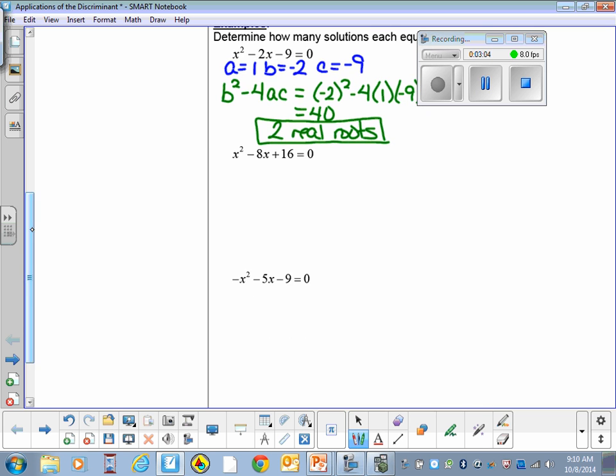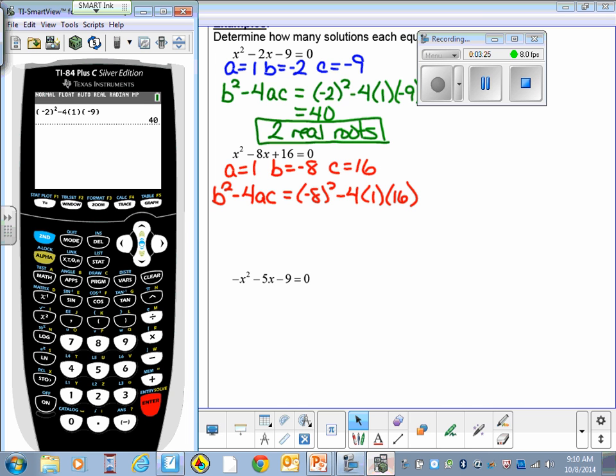Our value for A is 1. For B, it's negative 8. And for C, it's 16. So our formula is b squared minus 4ac. It's going to be negative 8 squared minus 4 times 1 times 16. Go to that graphing calculator. Negative 8 squared minus 4 times 1 times 16.